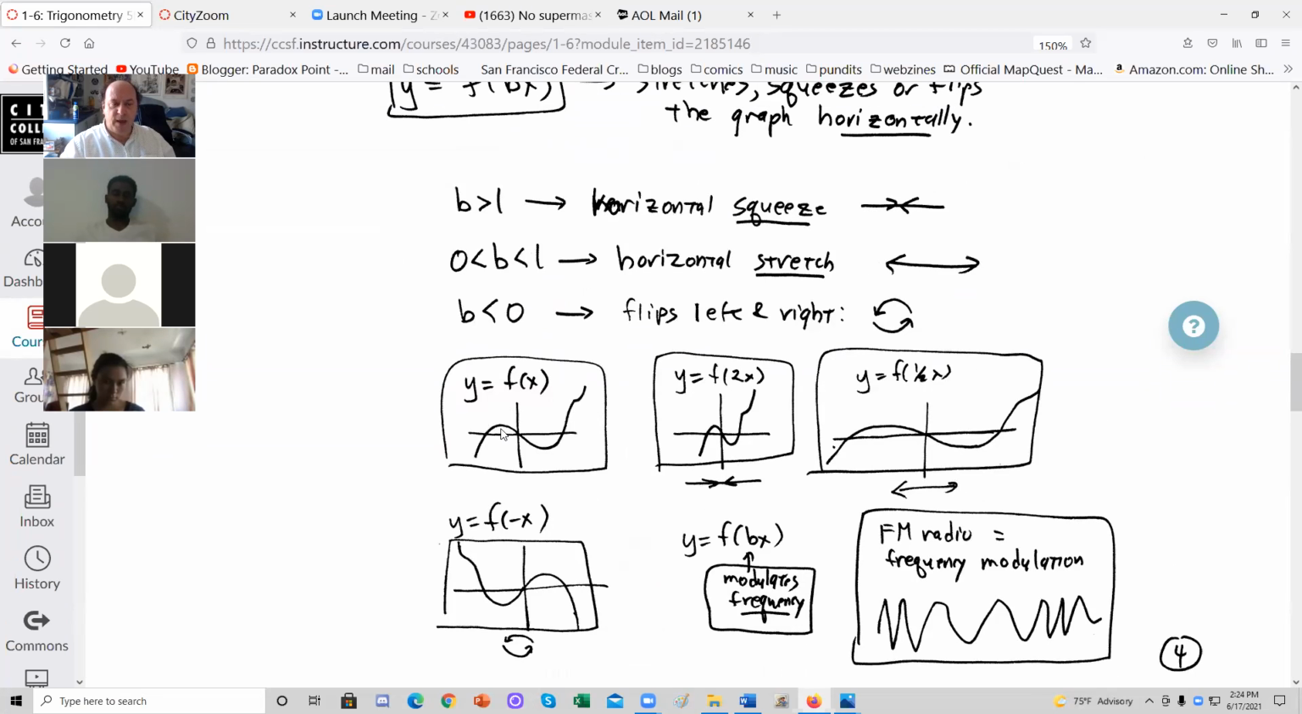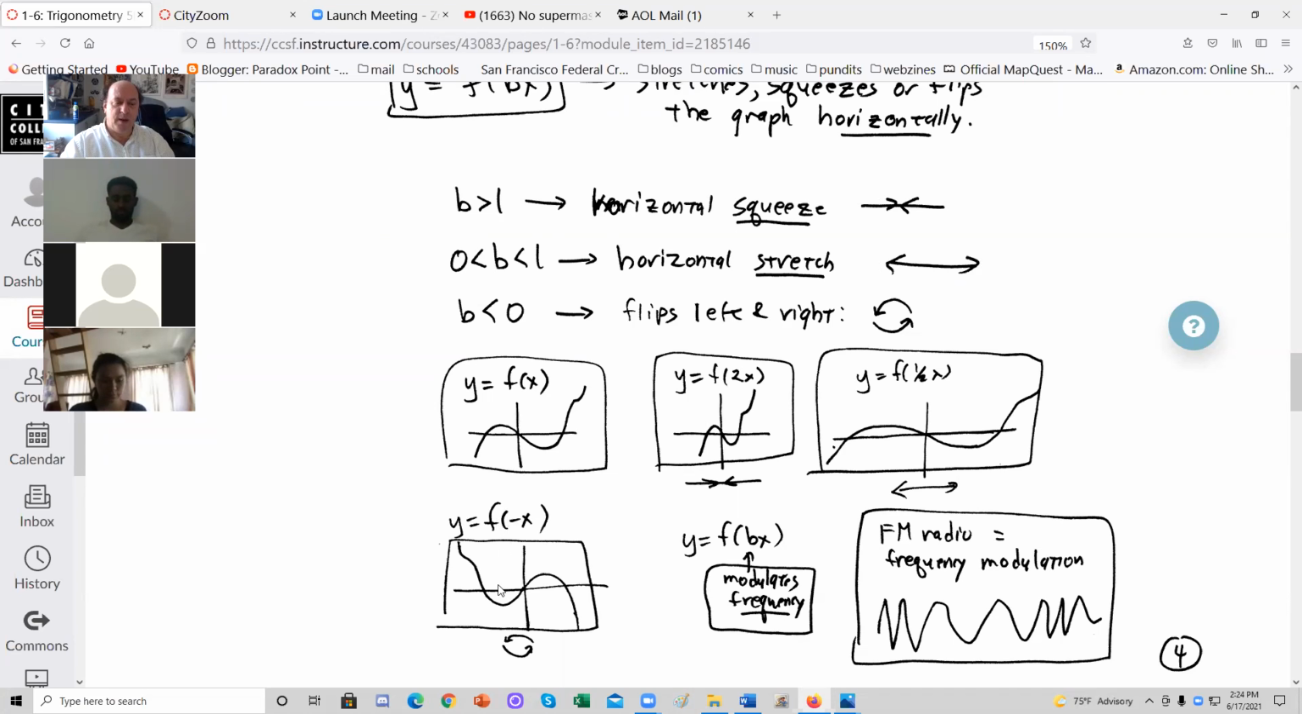So here's f of x. Here's f of 1/2 x, stretched left to right, twice as wide. It's a slower function. And if b is less than 0, then it flips left and right. So if this is f of x, here's a graph of f of minus x.